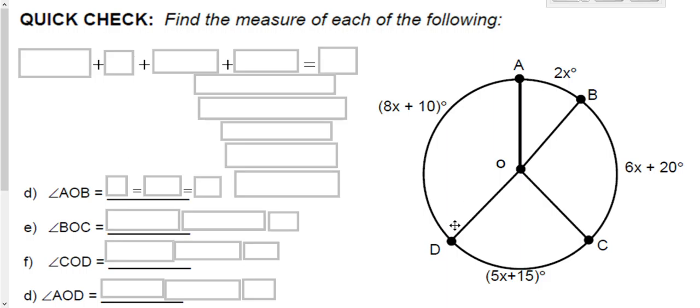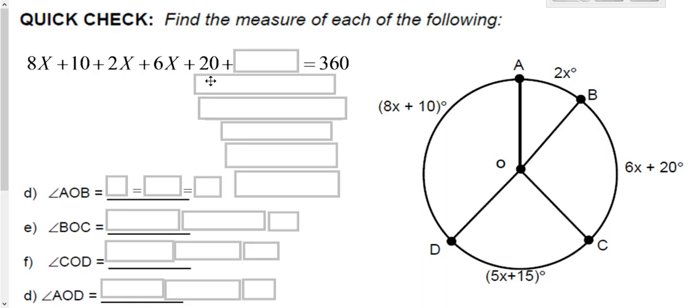So it's a similar problem. We've got to figure out what x is, so we add up all of these and say it equals 360. I started with the 8x plus 10, and I'm going to work myself around clockwise, so next is 2x. Then there's the 6x plus 20 arc. And then last is the 5x plus 15. Combining all the x's, I got 8, 2 is 10, plus 6 is 16, plus 5 is 21x. The plain old constants: 10 plus 20 is 30, plus 15 is 45.